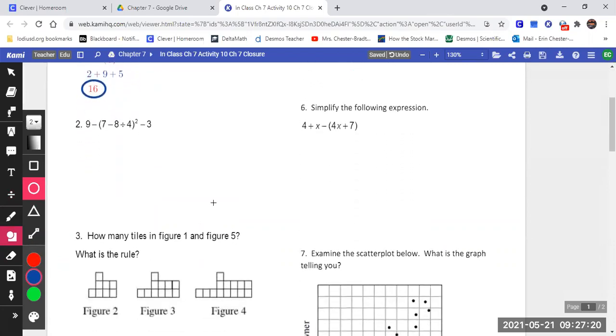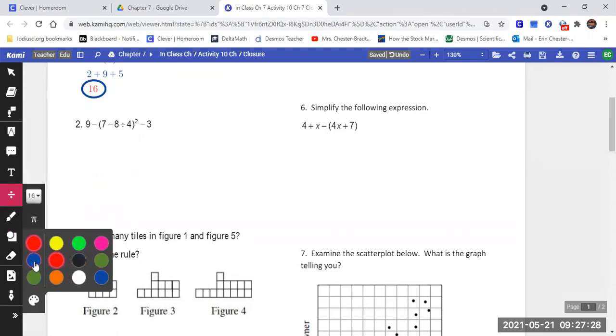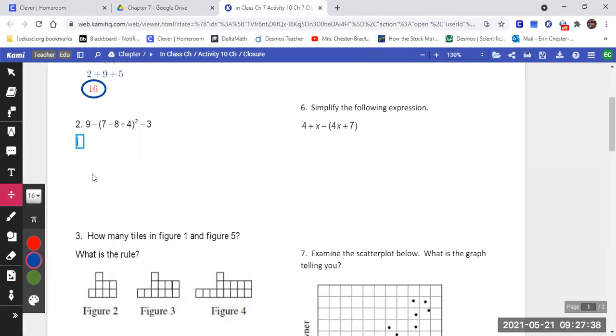Doing another one. Looking at the problem. What do we have to handle first? According to our order of operations.